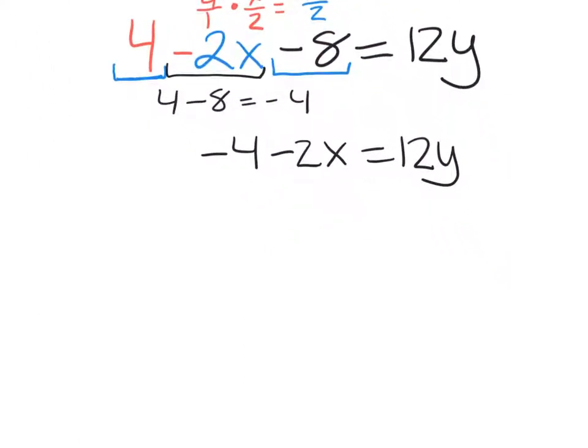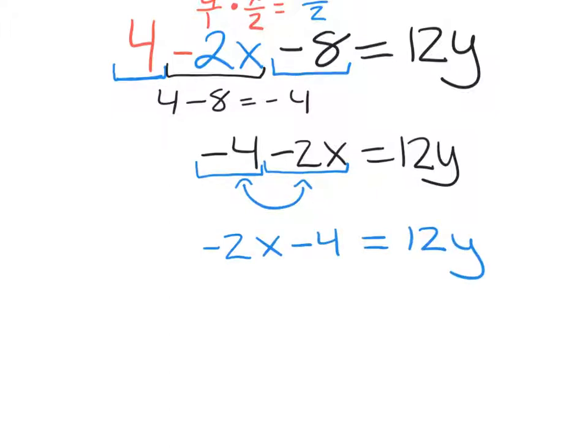I'm going to use my commutative property of addition or subtraction, because subtracting is just adding a negative, and I'm going to flip these. I like to have my x term first. It makes it a little more obvious as to when things are being subtracted versus multiplied. So I can flip this and say negative 2x minus 4. Just again, be careful that you're keeping the sign with its term, whatever is right in front of it.